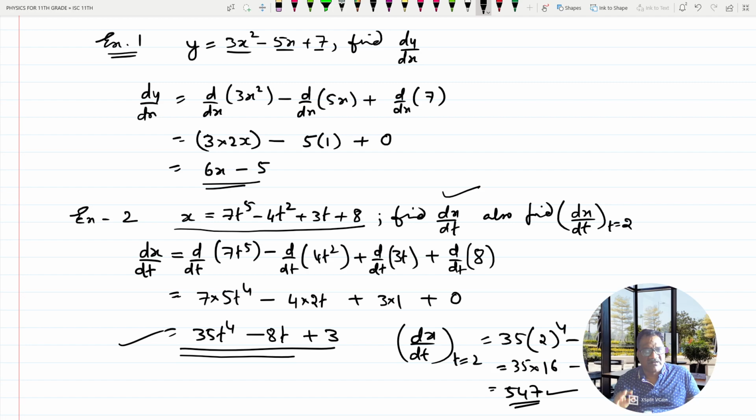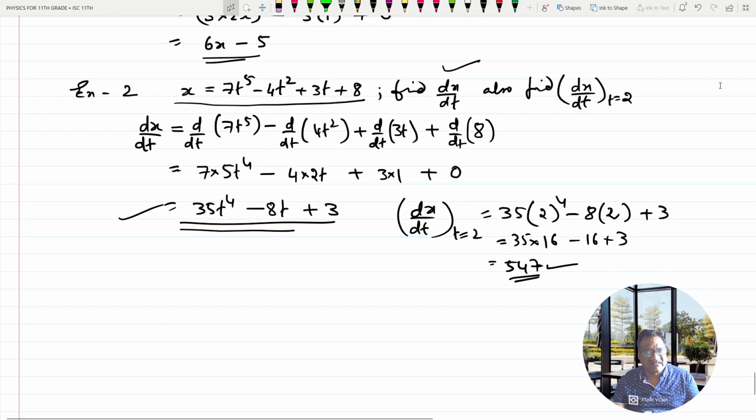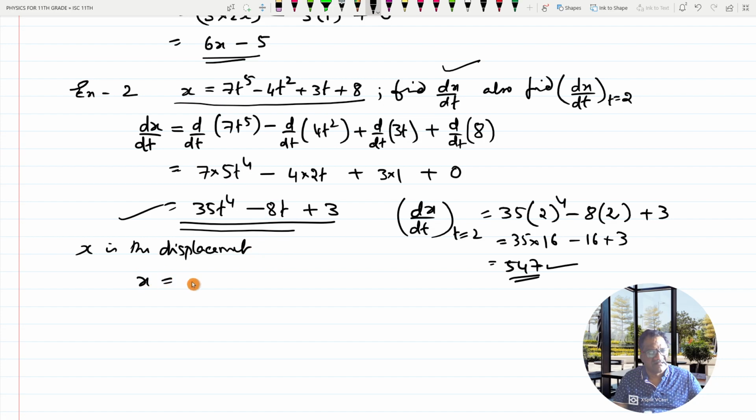Now, what is the significance of this in physics? In physics, this same question can be treated in this way. Suppose this x is the displacement. What is x? It is the displacement. And the displacement function with respect to time is given here. This is the function f of t. x is a displacement function.